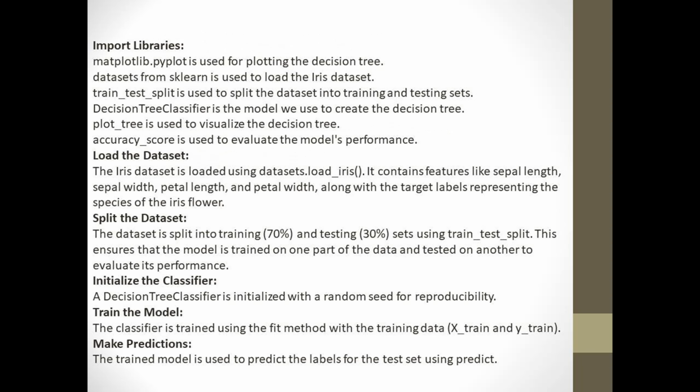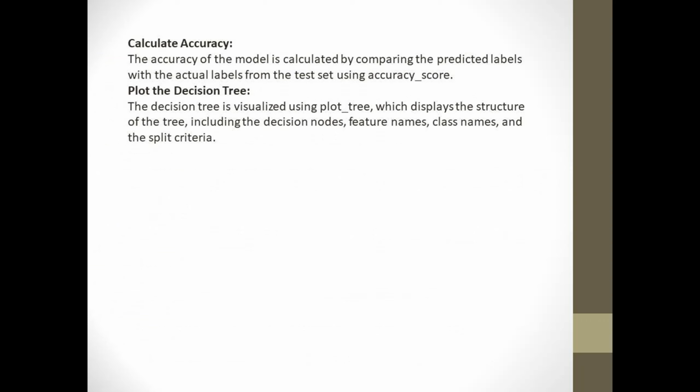Train the model. The classifier is trained using the fit method with the training data, x_train and y_train. Make predictions. The trained model is used to predict the labels for the test set using predict. Calculate accuracy. The accuracy of the model is calculated by comparing the predicted labels with the actual labels from the test set using accuracy_score. Plot the decision tree. The decision tree is visualized using plot_tree, which displays the structure of the tree, including the decision nodes, feature names, class names, and the split criteria.